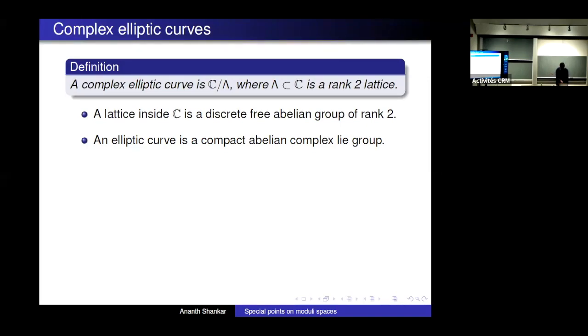A lattice is a discrete free abelian group of rank 2. Because we're quotienting an abelian group by another abelian group, the result is also an abelian group. It's going to be compact, and it's going to have the structure of a complex manifold. So it's actually an abelian compact complex Lie group.